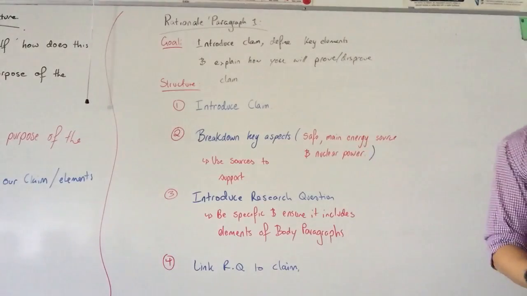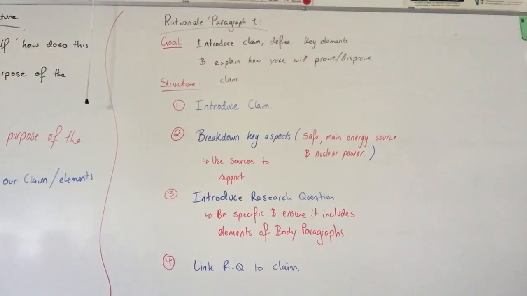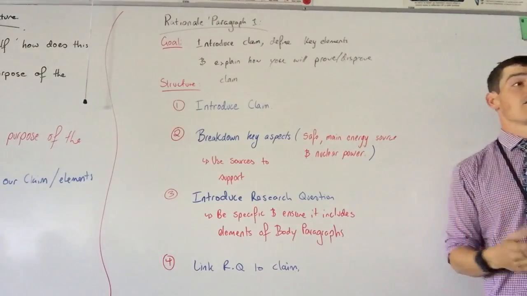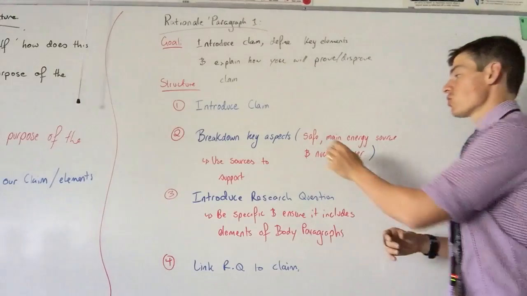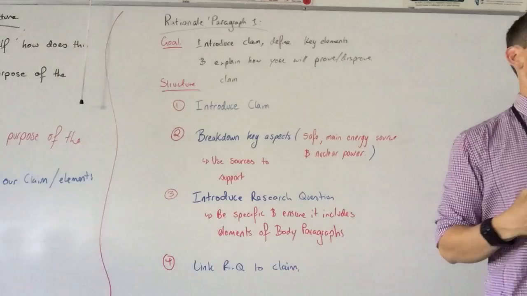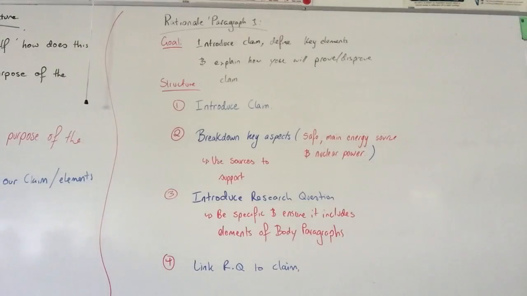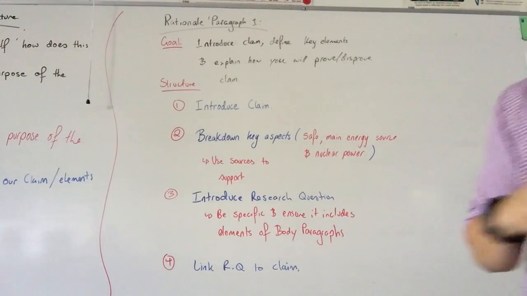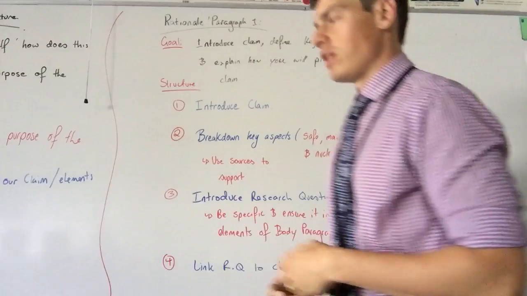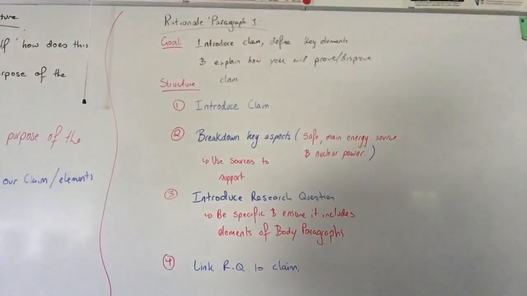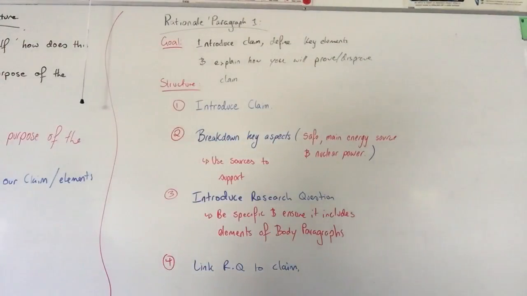Then, depending on which claim you've chosen, safe and main source of energy are the other claims, other aspects you should be investigating. And again, you can choose sources that support the way you want to go. With safety, you just need to find, and I'll give you an example of why you need to get another source to support your claim, support your definition.